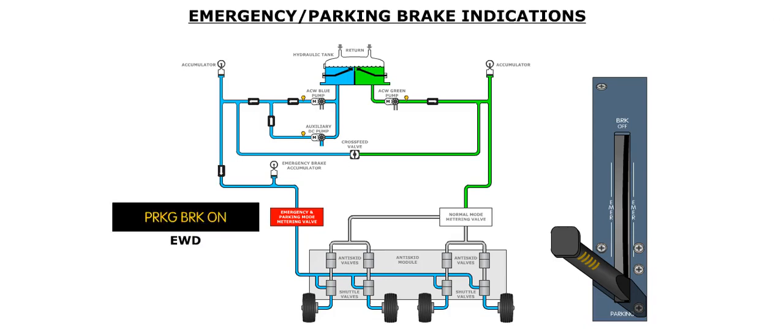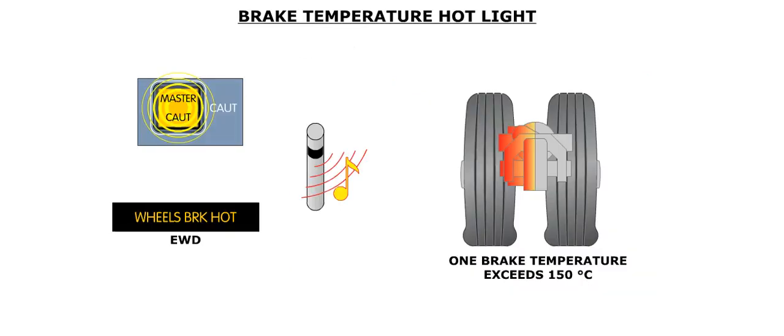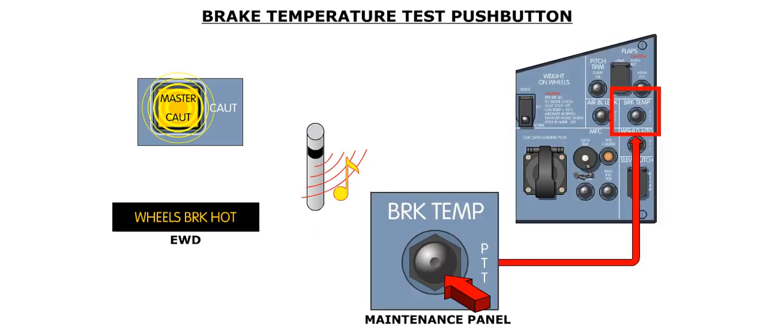When the brake handle is not in the brake-off position, an amber parking brake-on message is displayed on the EWD. A wheels brake hot caution message is displayed on the EWD when at least one brake temperature exceeds 150 degrees Celsius. In addition, a single chime will sound and both master caution lights will flash. The brake temperature system can be tested by the brake temperature test push button on the first officer's maintenance panel. When this button is depressed, you will get the same indications as previously described.